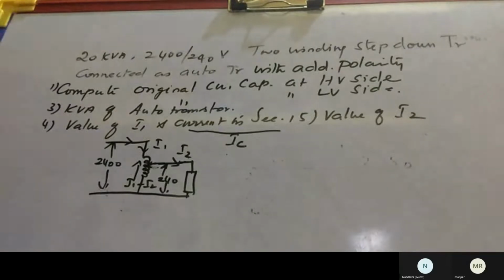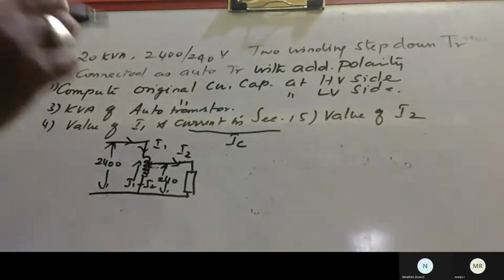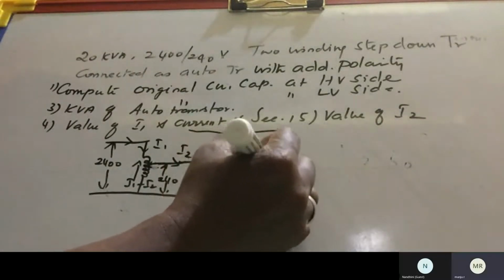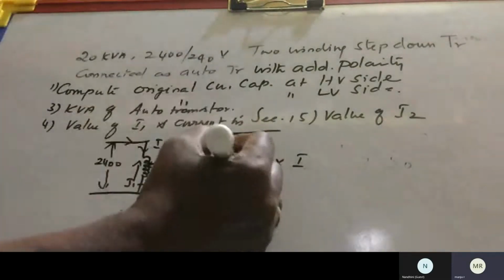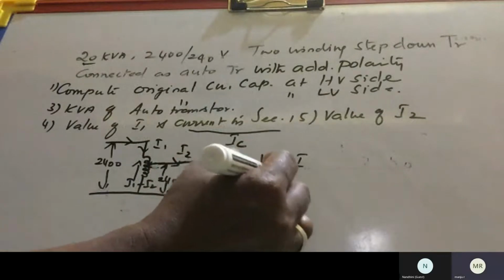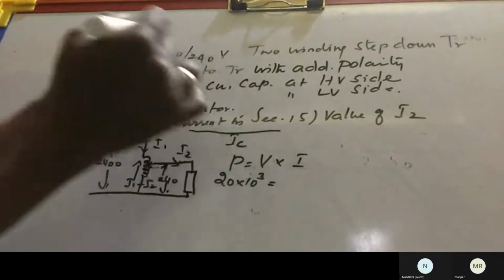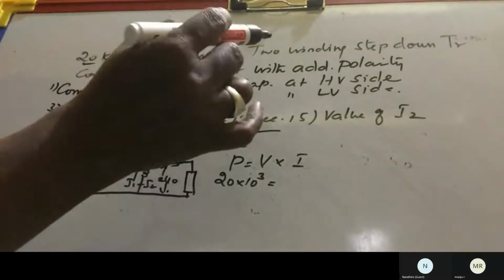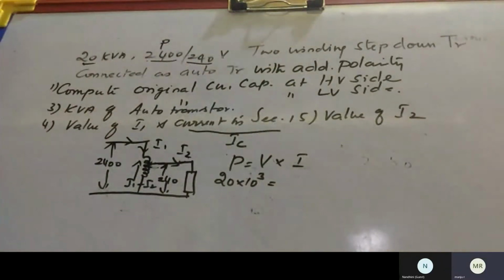Can you tell how we can calculate the high voltage side current in the two winding transformer? Actually, what is the power? P is equal to V into I. P is given as 20 kVA, 20 into 10 power 3. V is given: the primary voltage, the high voltage side, will be 2400, and the low voltage side, that is the secondary, is 240 volts.